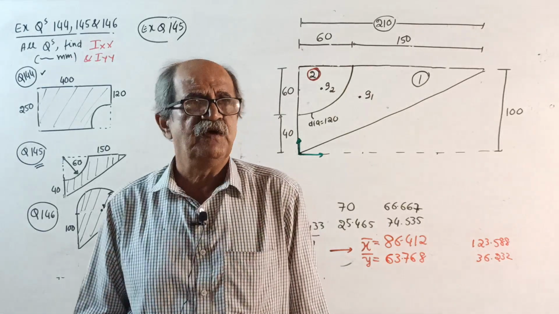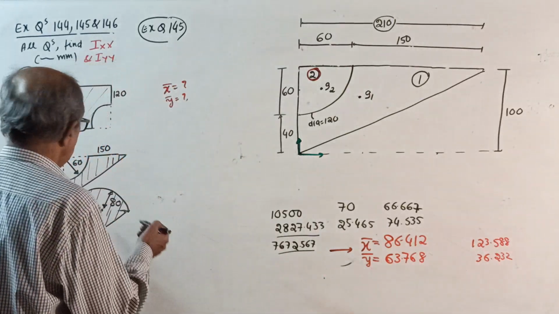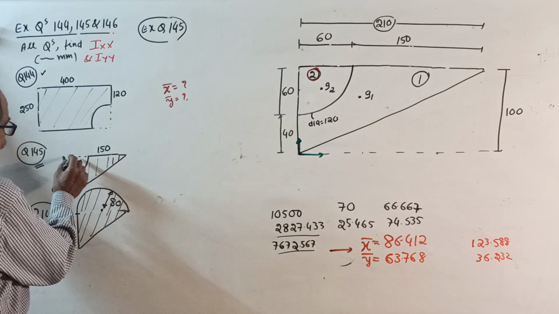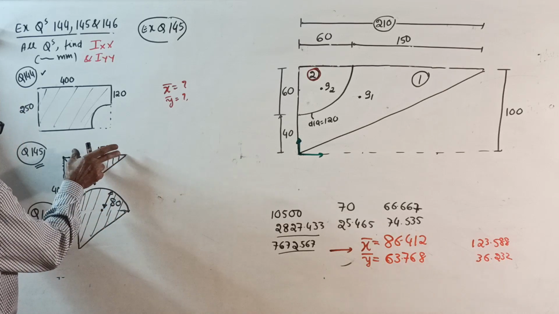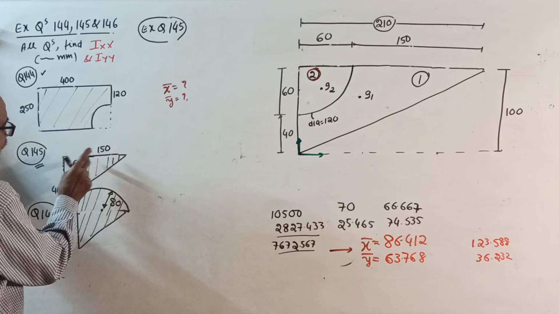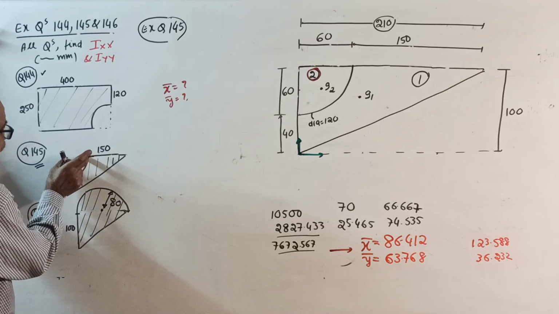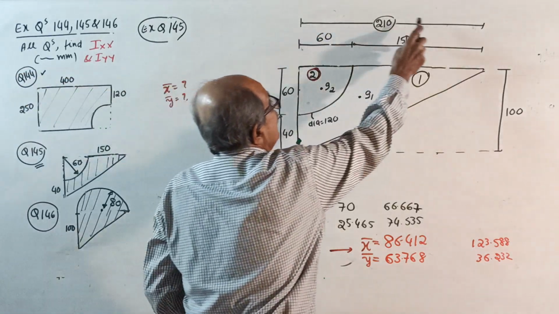Start now. Question 145 is simple. What will we do? See here. We will first consider one full right-angle triangle. This is one. Be careful, this is 150 given. This is 60. So the total is 210.